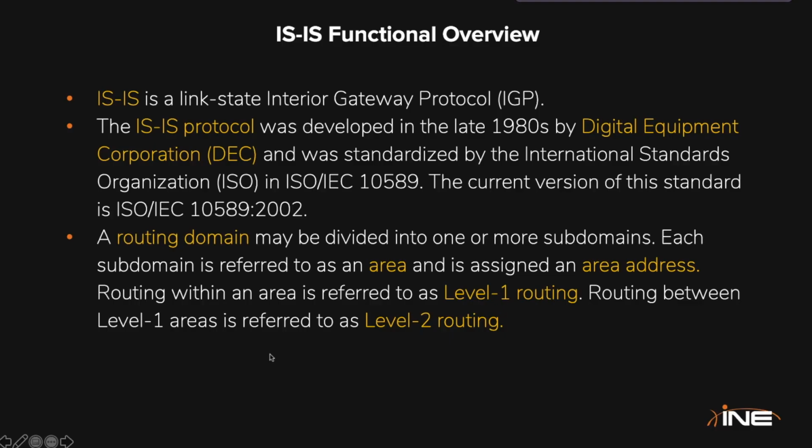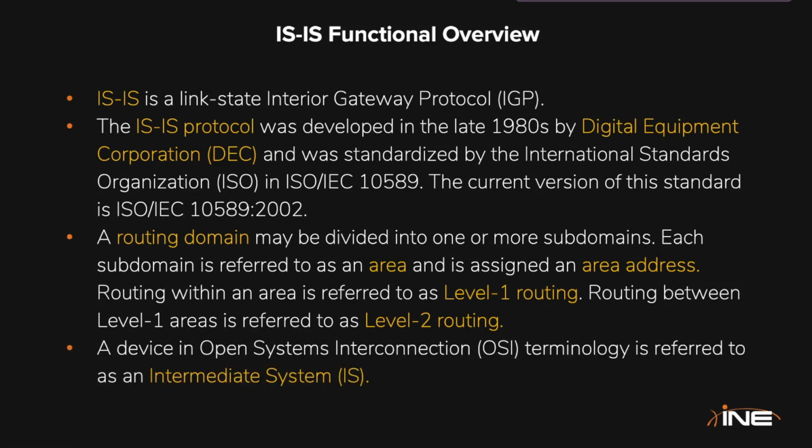So going back here, a routing domain may be divided into one or more subdomains. Each subdomain is referred to as an area and is assigned an area address. Routing within an area is referred to as level 1 routing, and routing between areas is referred to as level 2 routing. A device in the OSI terminology is referred to as IS. Basically, think about the term IS as meaning router. So it's router-to-router communication.